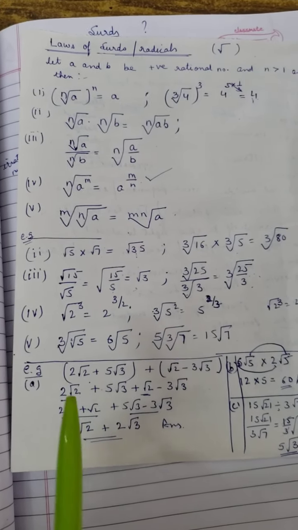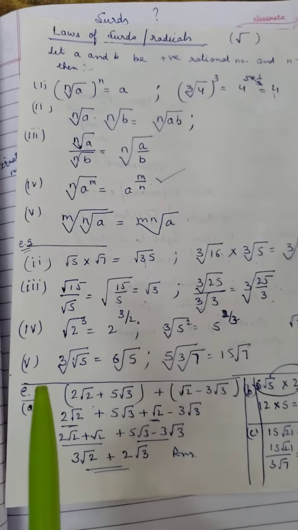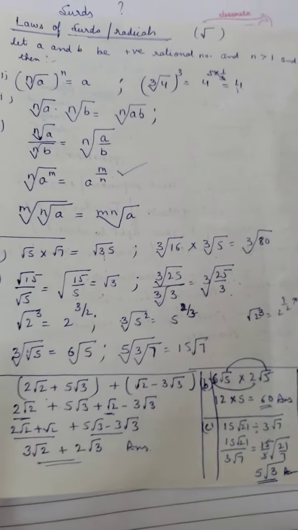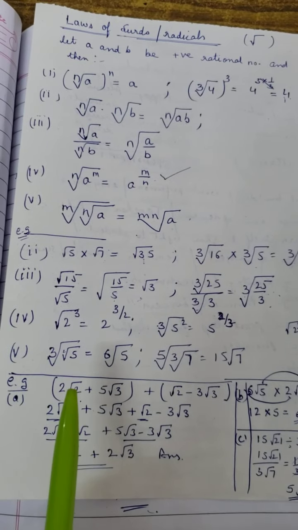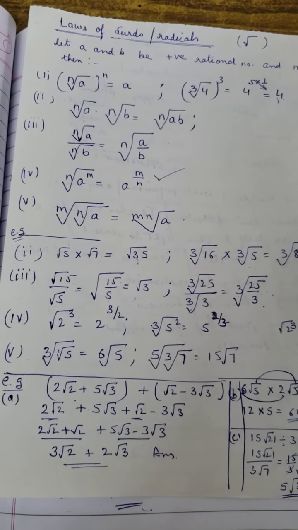Children, now let's do some examples related to the laws of the surds and the radicals. These are the very simple ones. Once you practice, you'll see that these are not difficult at all if the concept is very clear in your mind.